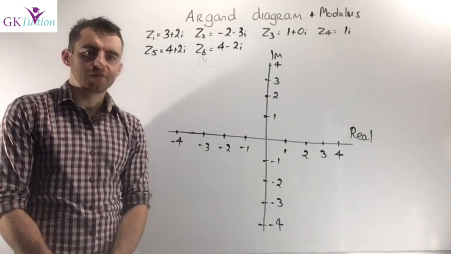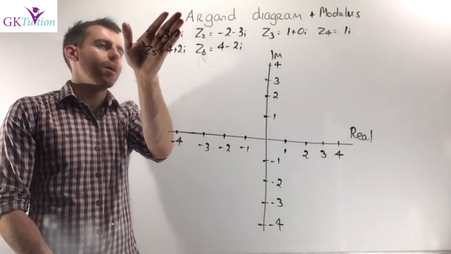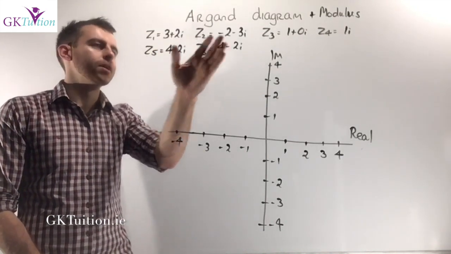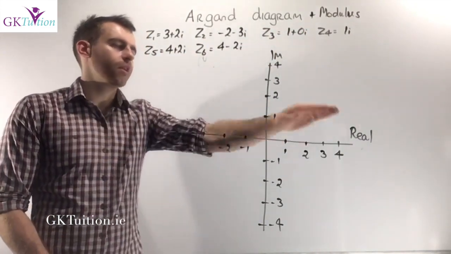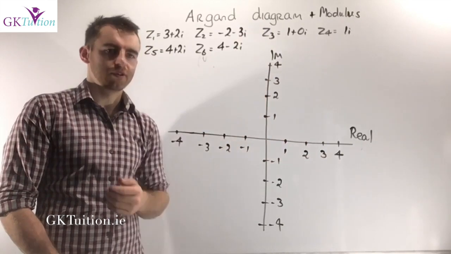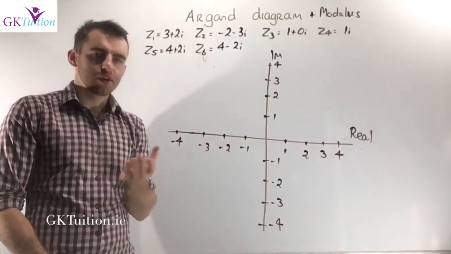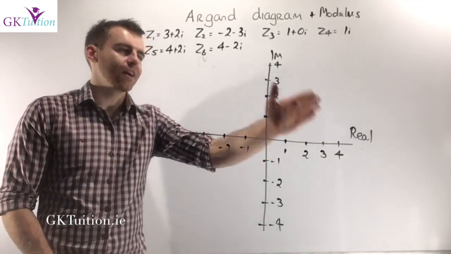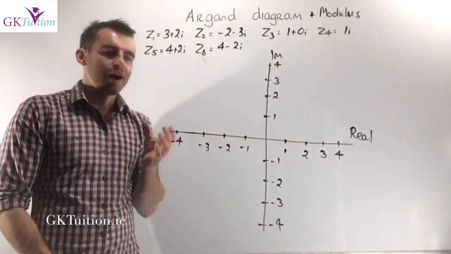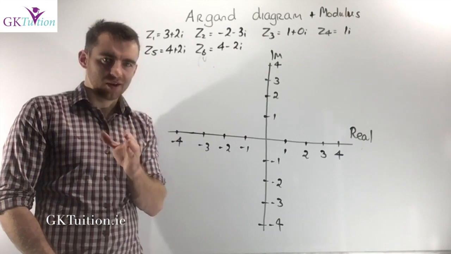Okay, in this video, I want to talk to you about the Argand diagram, or the Argand grid, and modulus. Okay, so as you'll notice, I've drawn a horizontal line and a vertical line. You're used to seeing this in coordinate geometry, where we're talking about the coordinate plane, which is an x-axis and a y-axis. The Argand diagram is similar, but it's not the same.